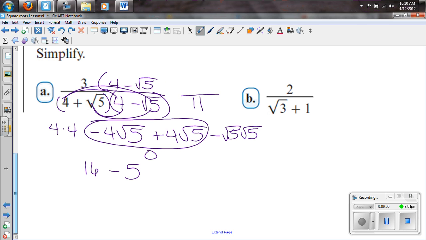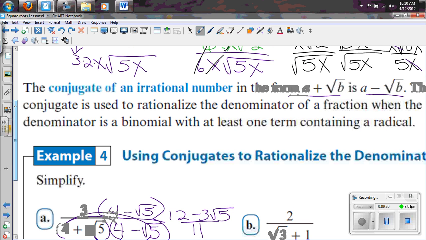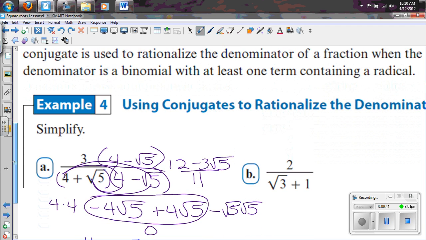Then we have to do the distributive property with the top as well. So 3 times 4 is 12, and 3 times negative square root of 5 is minus 3 square root of 5. And again, we've taken care of that problem of denominators with square roots. And so we don't have any square roots left in the bottom when we do this, what we call conjugation. The conjugate is multiplying the positive and negative of those square roots so that we can eliminate the middle term.